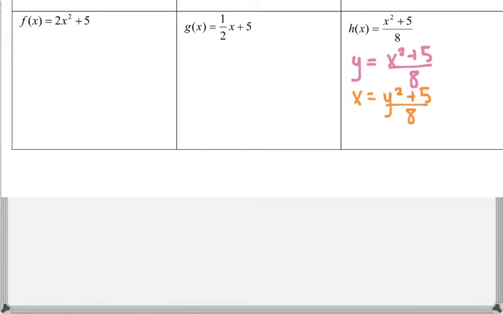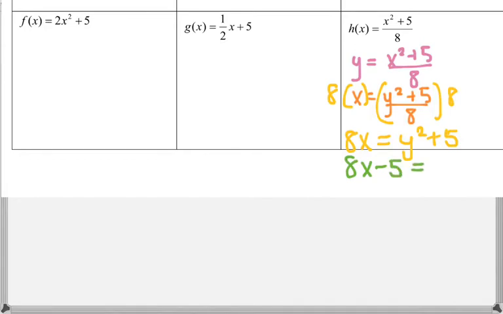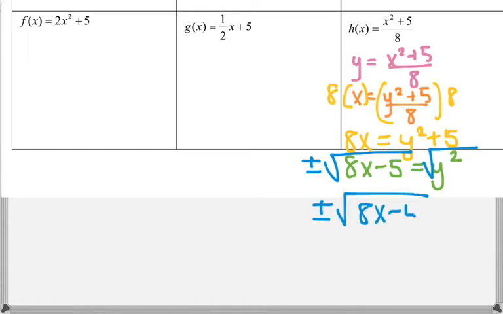Because the entire side is divided by 8, I've got to undo that by multiplying both sides by 8, which gives me 8x equals y squared plus 5. Now I subtract 5 from both sides, and I get 8x minus 5 equals y squared. And now I have to undo the squaring by taking square roots. But don't forget, when I take a square root, I have to do plus or minus. So my final answer for this one will be plus or minus the square root of 8x minus 5 equals, in this case, h inverse of x.